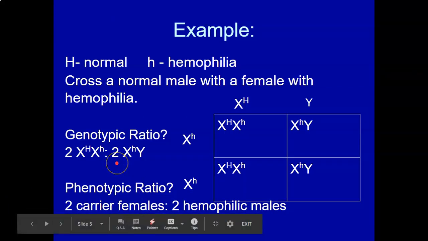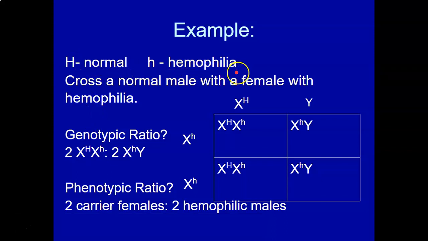Here's an example of a Punnett square problem dealing with hemophilia. They'll tell you in the problem that it's recessive. Capital H stands for normal, and lowercase h would be hemophilia. They want you to cross a normal male. If he's normal, he has one X, so he gets the X and the Y genotype, and you put the capital H on top of the X as a superscript.